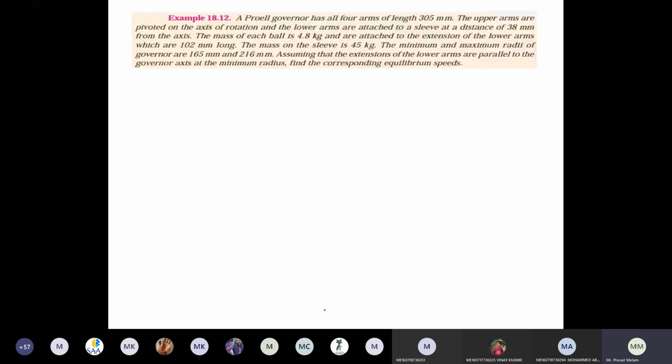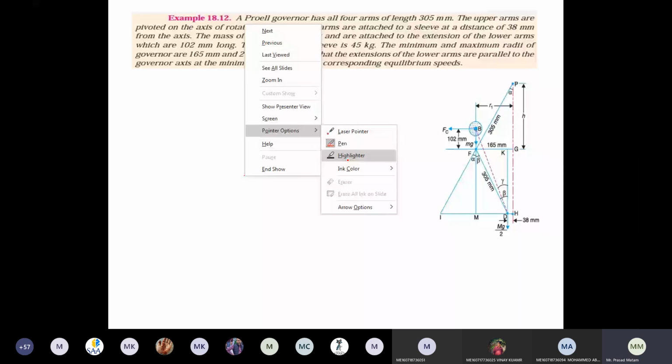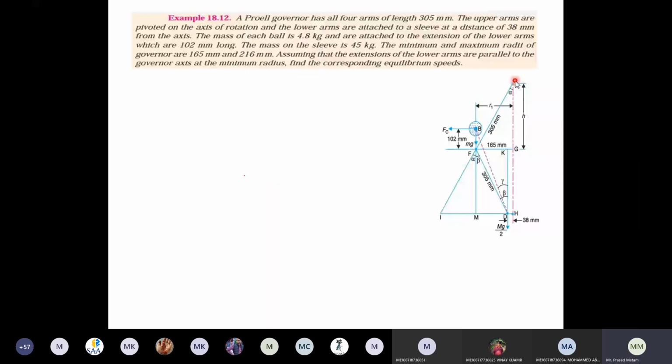A Proell governor problem has all four arms of length 305 mm. The upper arms are pivoted on the axis of rotation and the lower arms are attached to a sleeve at a distance of 38 mm. You can see here, the upper arm is on the axis of rotation and the lower arm is away from the axis of rotation, whose distance is 38 mm.